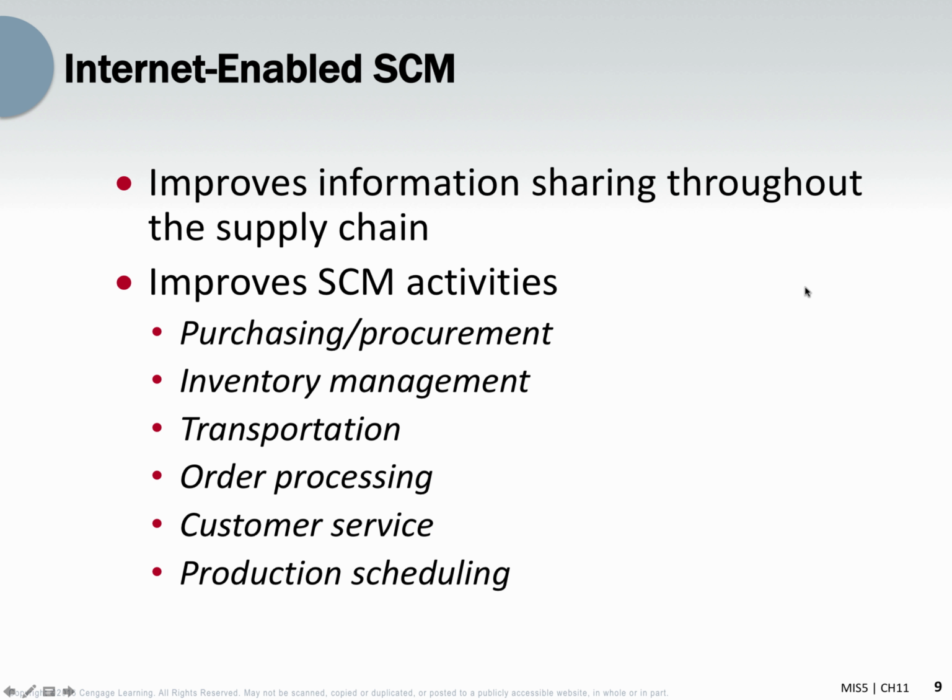We just looked at how if we were to internet enable this, it could make life a little bit easier. But there are other portions of a supply chain management paradigm that we can also internet enable. And some of the different activities that we can use the internet to make more efficient are purchasing and procurement, inventory management, transportation, order processing, customer service, production scheduling, and there are more.